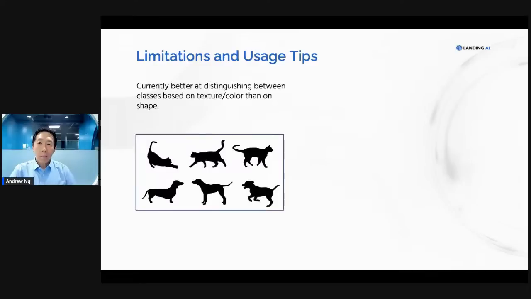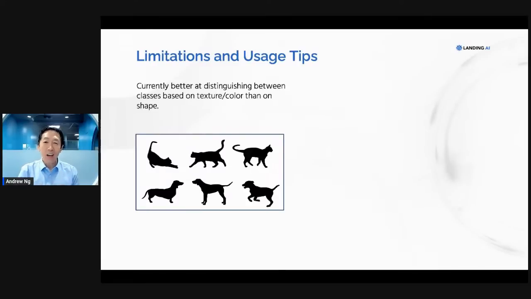Before I wrap up, I want to share some limitations and usage tips, and then some thoughts on how I think this will affect trends in machine learning. So one limitation of the system today is that it's better at distinguishing between classes based on texture and color than on shape. And this is a limitation of the pre-trained visual transformer, actually multiple pre-trained visual transformers that we're using that are better at recognizing texture and color features than shape features.